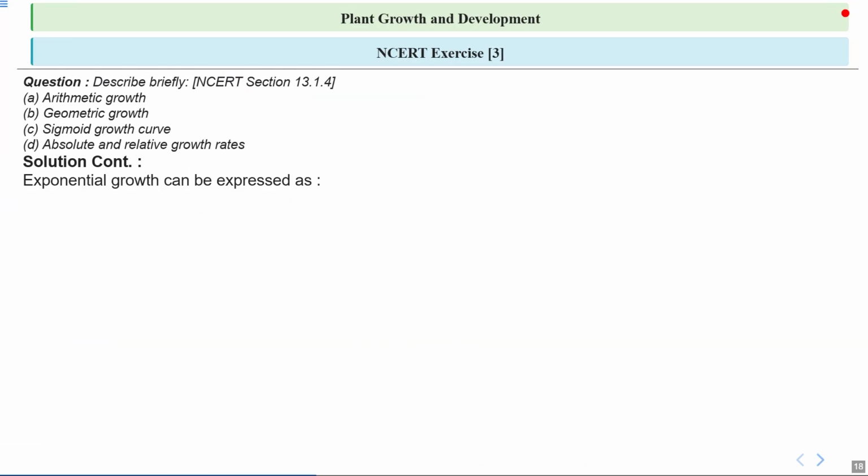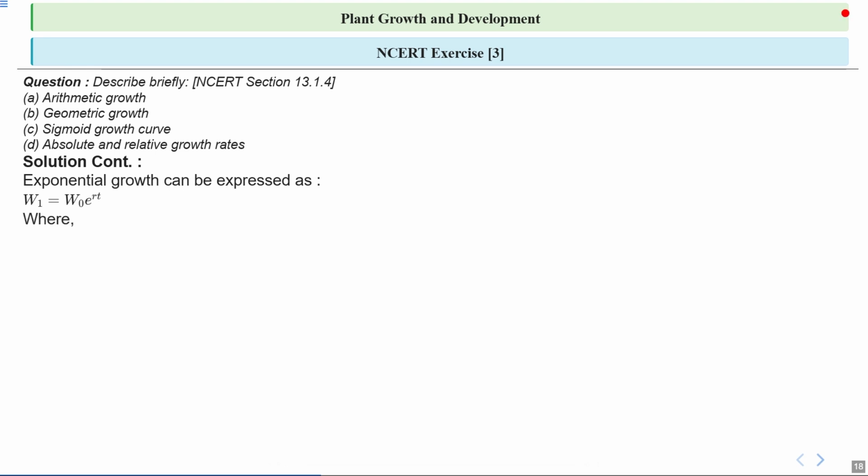Let's see the other part, exponential growth. Exponential growth is a key feature of geometric growth, and it's important to understand how we can express it mathematically. The mathematical formula is W1 equals W0 e raised to the power rt. This equation helps us calculate the final size of a plant organ after a certain period, given the initial size and growth rate.